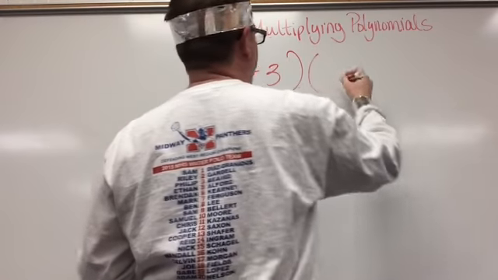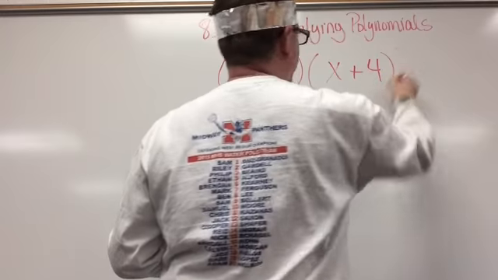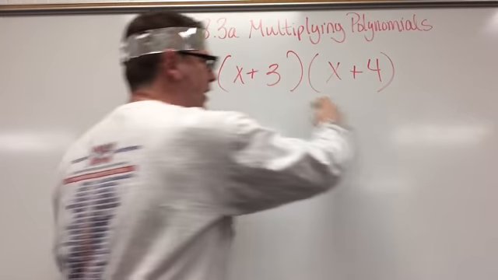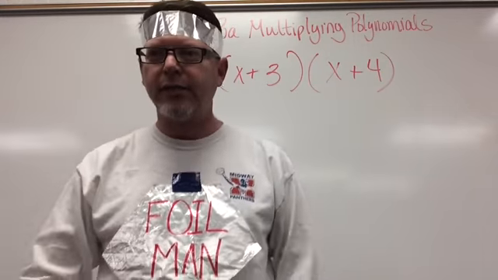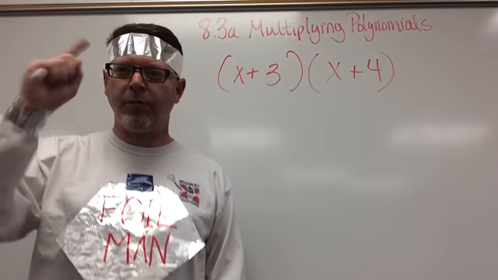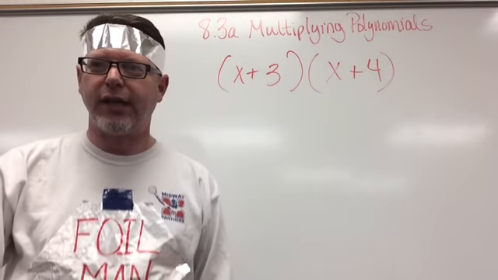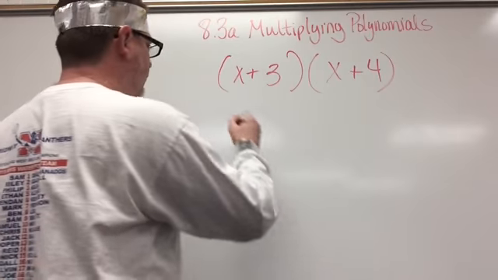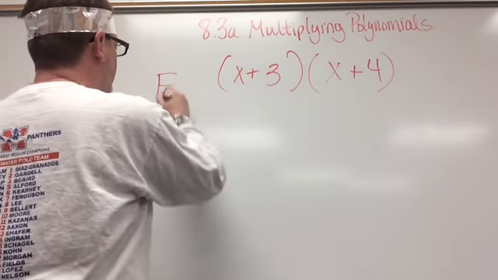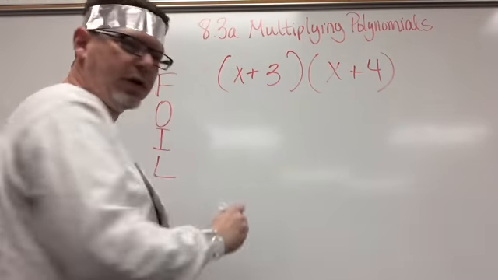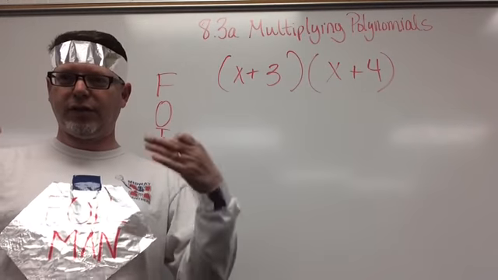x plus 3 times x plus 4. We've got a binomial and we've got a binomial, and Foil Man is here to help you figure out how to multiply two binomials together. Well, we're going to look at the FOIL first, and we need to do FOIL. So we're going to write out FOIL because FOIL is life to Foil Man.